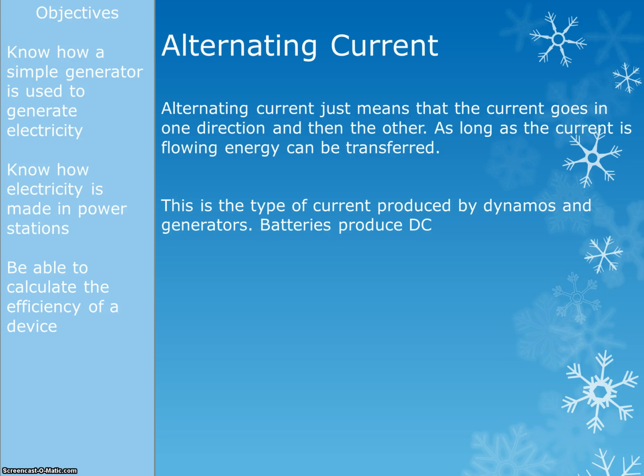Now, this is the type of current that's produced by dynamos and generators. Dynamos, I hope you've come across before. Typically, I don't think they get used for this very much anymore, but they used to be on bikes, so as you pedalled, your light came on, but when you stop pedalling, your light goes off. So those are dynamos. And dynamos and generators produce AC current, whereas batteries produce direct currents. They produce current that just goes in one direction. So they might ask you about how they're different.